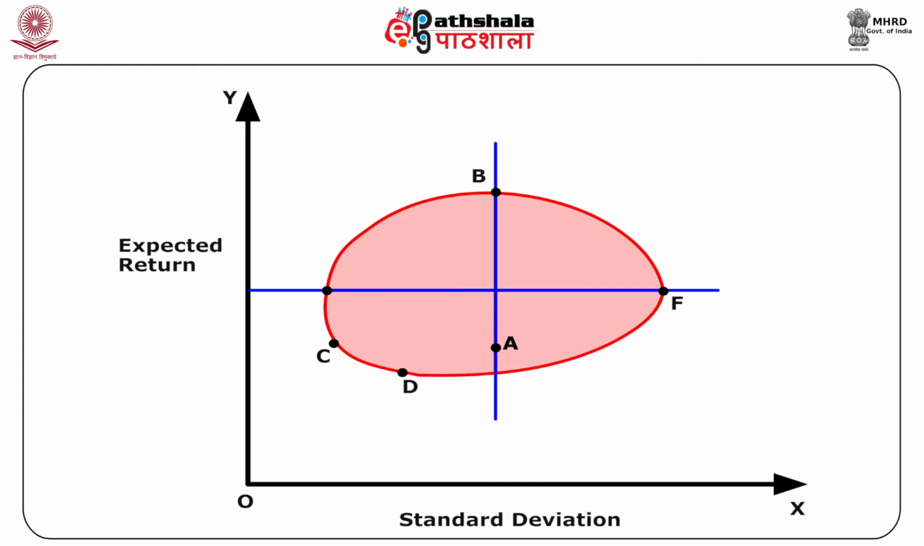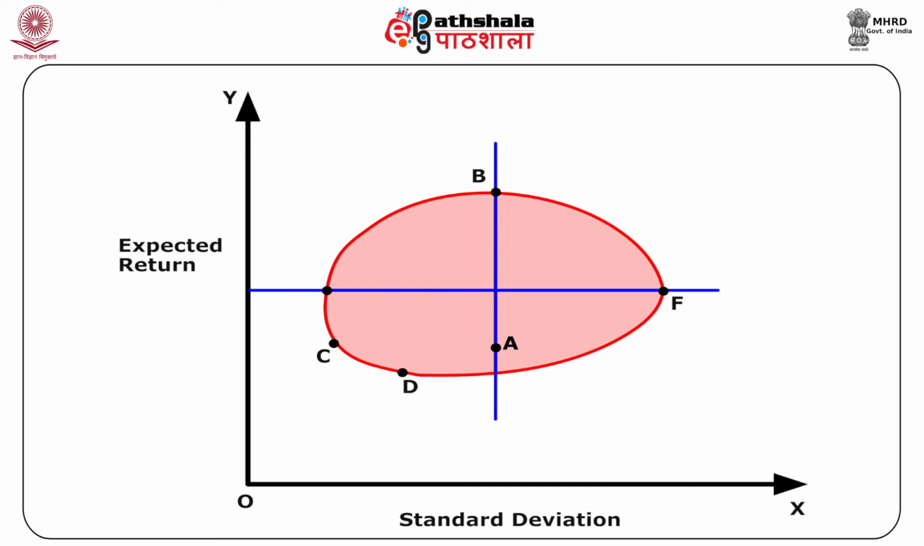The shaded area in the graph depicts the sets of all possible portfolios that are constructed from a given set of securities. The opportunity set forms a shape as the portfolios in the set consist of securities that are not perfectly correlated to each other. Now, let us examine the graph in terms of various points.